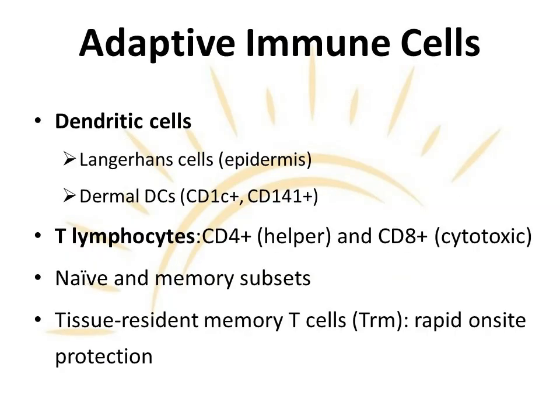Adaptive immune cells. Dendritic cells. T lymphocytes. Naive and memory subsets and tissue-resident memory T cells, TRM, are involved in adaptive immunity.